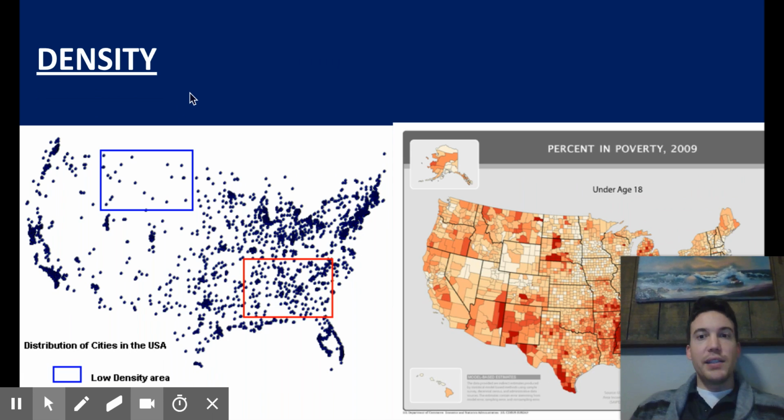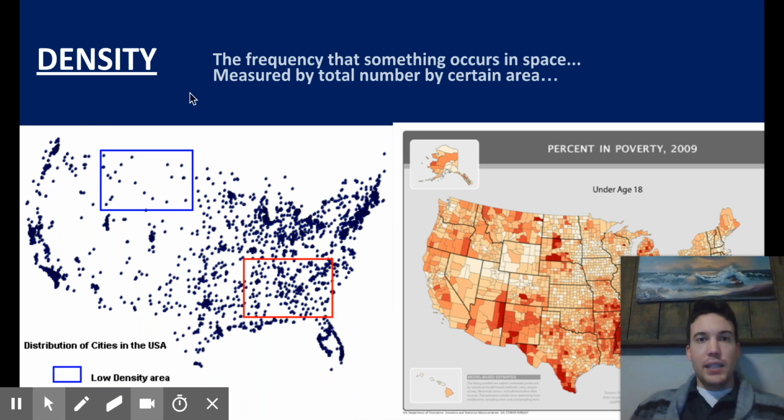The first is density, and density is a measure of how frequently something occurs in space, measured by the total number of that thing in a certain area. Or, in other words, density is the amount of something in a certain area.